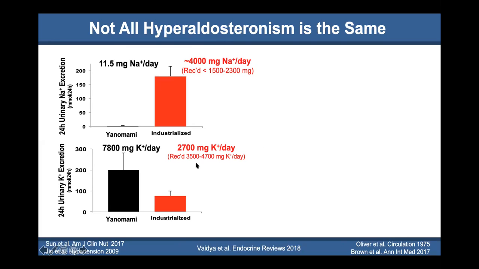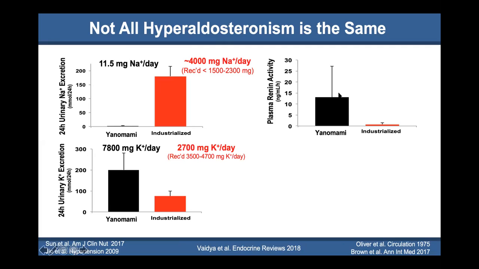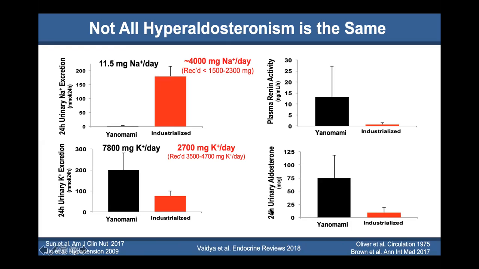So you might think, what is the renin-angiotensin-aldosterone system doing in the Yanomami or other wild mammals who are volume deplete, sodium deplete, and eating a high amount of potassium? It should be very high. And indeed, it is. Their plasma renin activity in the Yanomami is around 12 to 15 nanograms per milliliter per hour, very high. And their 24-hour urinary aldosterone excretion rate is around 75 micrograms per day, whopping numbers.